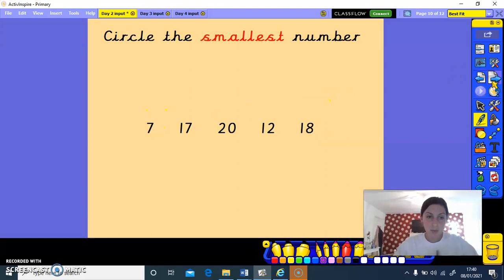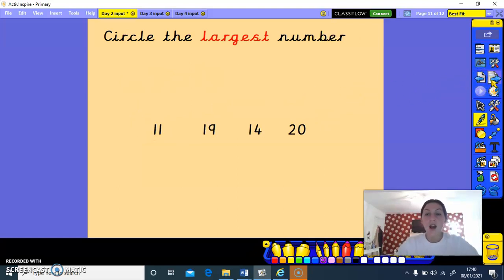What about this one here? What is the smallest number on the screen? 7. Well done. Again, you would have to count on from 7 to be able to reach the rest of these numbers. There isn't a 10 in front of the 7 either, is there? And the other ones have got 1 10 in their column, or 20 has 2 10s, so they are much bigger than the 7.